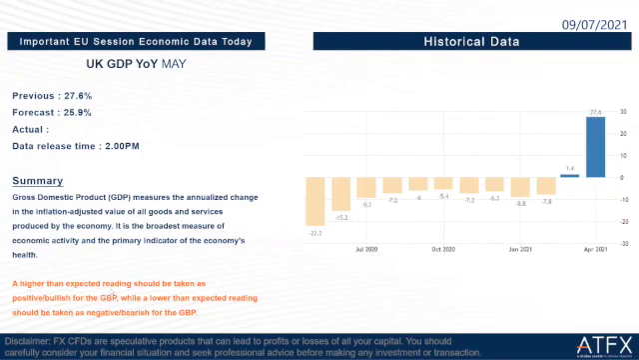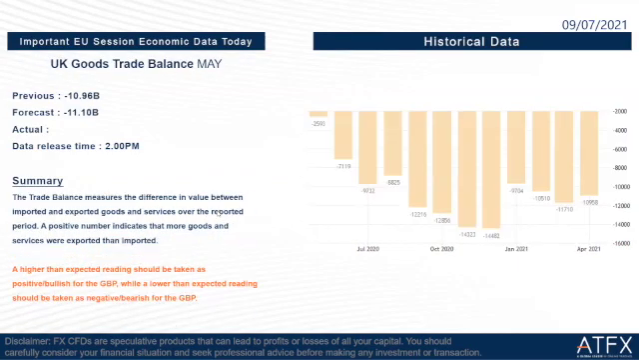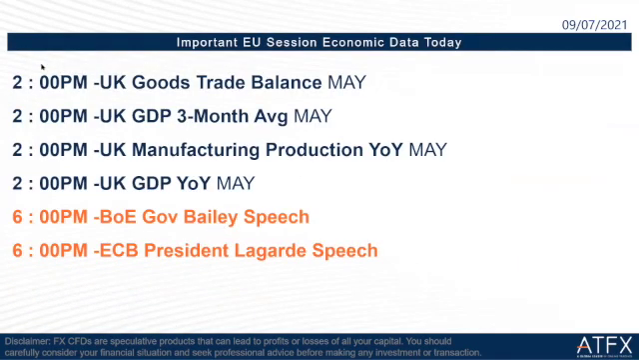A higher than expected reading should be taken as positive or bullish for the GBP, while a lower than expected reading should be taken as negative or bearish for the GBP. So let's go back to this. All these important economic data today for the EU section are about the GBP. So at 2 o'clock, there will be big volatility to the GBP today. Any client trading any instrument regarding GBP has to take note at this time, 2 o'clock and also 6 o'clock today.